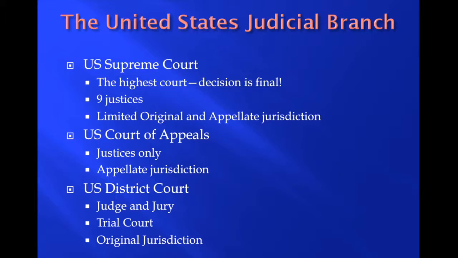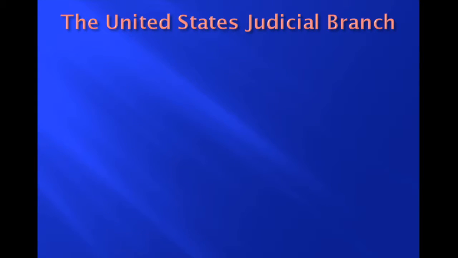The U.S. District Court is the lowest court in the United States. There are 94 of these throughout the United States. It has a judge and jury, so this is probably the type of court you are most familiar with from watching television or movies. It is a trial court, so this is where attorneys and witnesses and evidence are presented, etc. That means they have original jurisdiction because they're the first ones to hear the case.